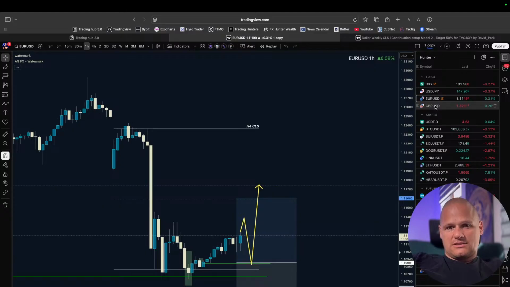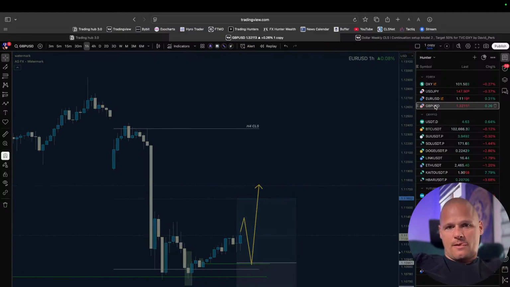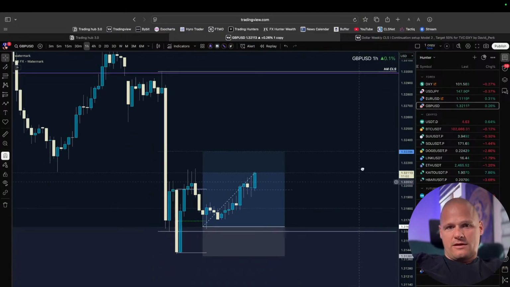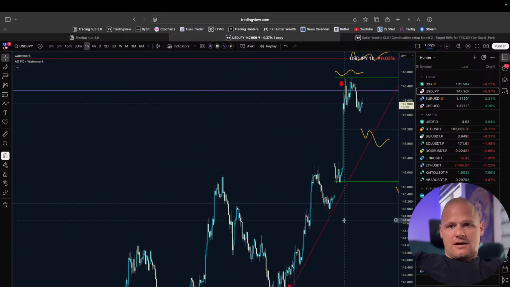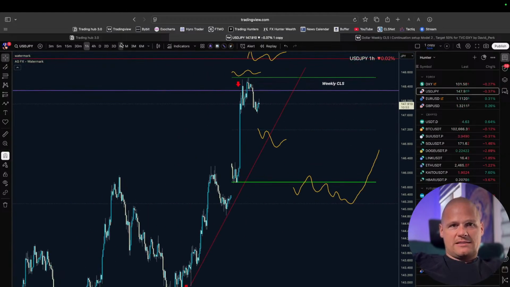Right, the euro is still lagging a little bit. The pound is already moving, right? What is the Japanese yen doing? In here, the Japanese yen is actually leading from these four, right?